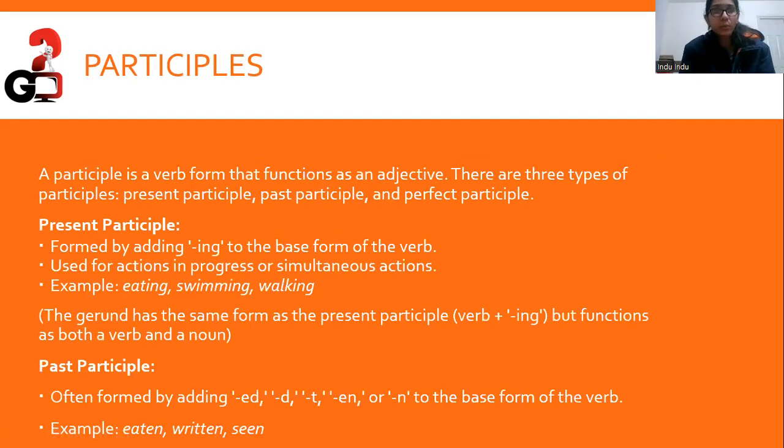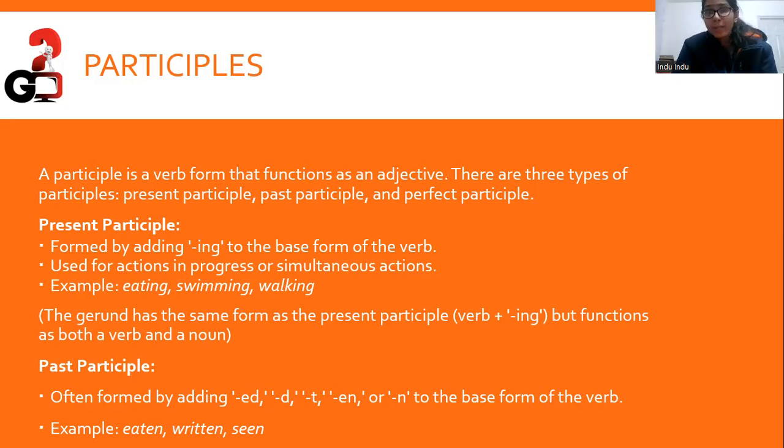Now, coming over to participles. A participle is a verb form that functions as an adjective. A verb form that functions as an adjective. Very important. There are three kinds of participles: present participle, past participle, perfect participle. Present participle is formed by adding ing to the base form of the verb. It is used for actions in progress or simultaneous actions. For example, speaking, teaching, eating, swimming, walking, right?